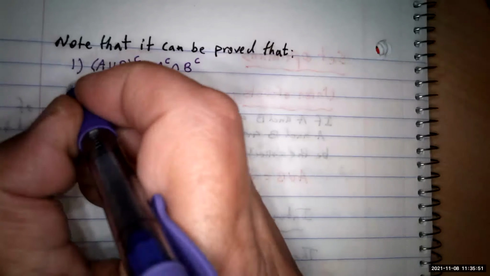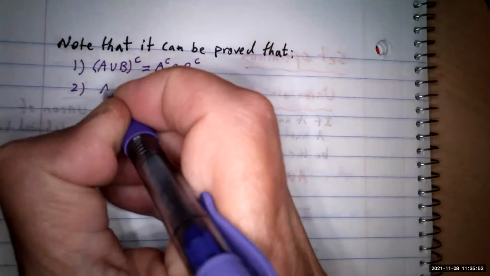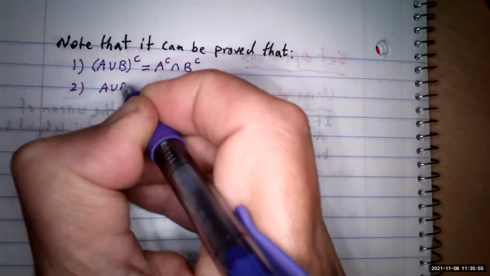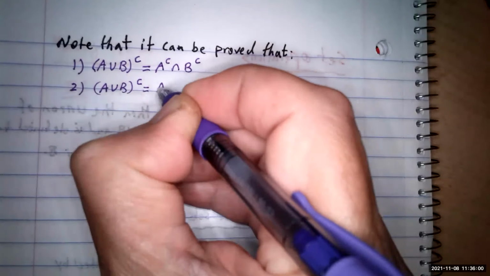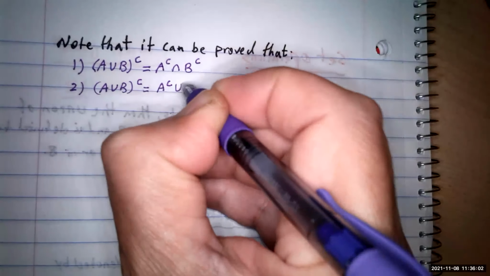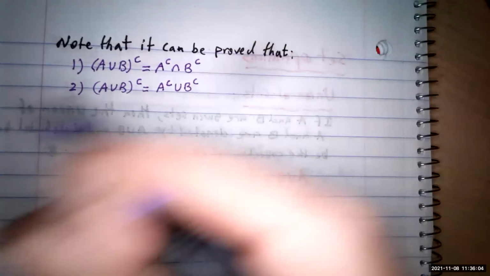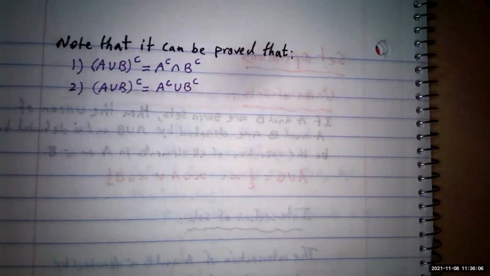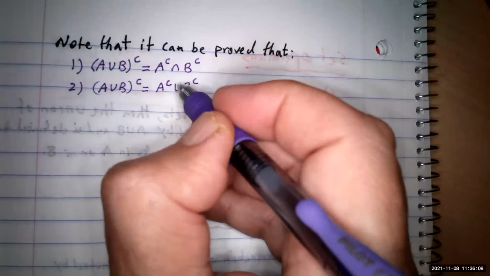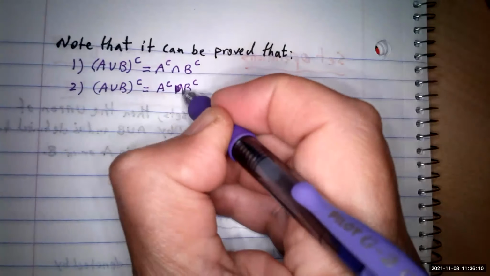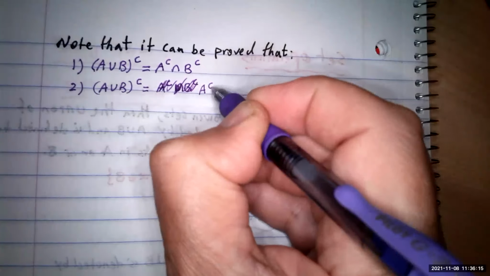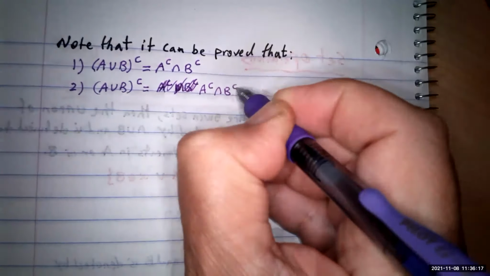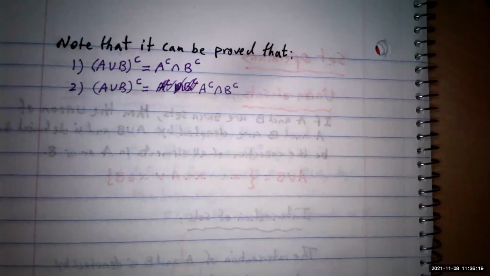And if you do it the other way around, if you have the A union B and you want to find the complement of this one, so that would be A complement, a union with the B complement. You see, sorry, it's going to be intersection. It's going to be A complement intersect with the B complement. Okay. So that's going to be the case.